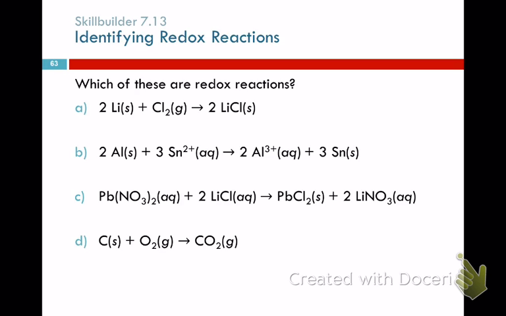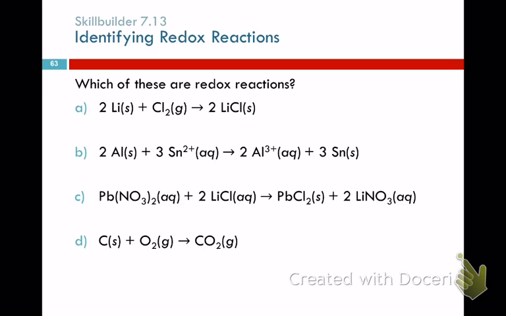It's a combustion reaction, except there was no hydrogen to make the water. That's right. So it's just burning of carbon, pure carbon. So this is combustion, so this is a redox reaction. Right.